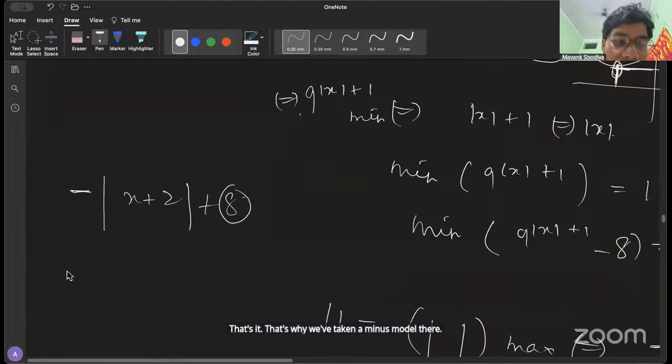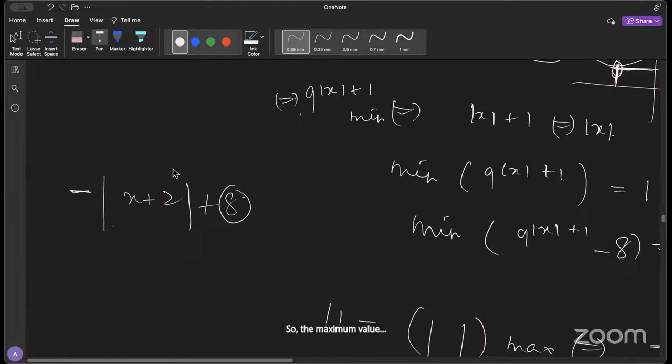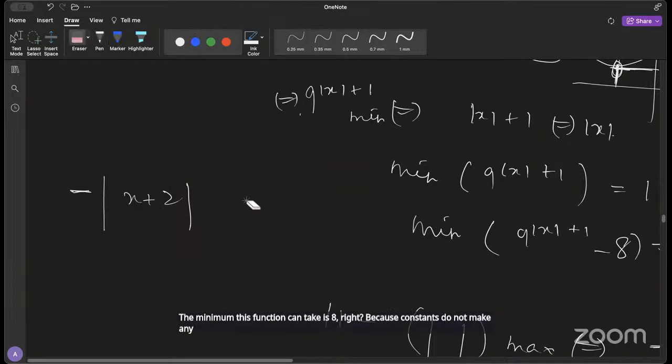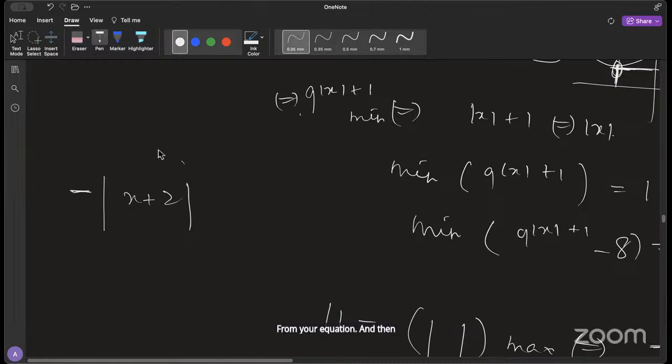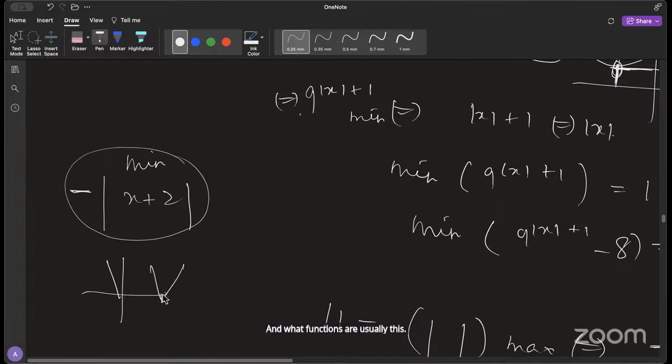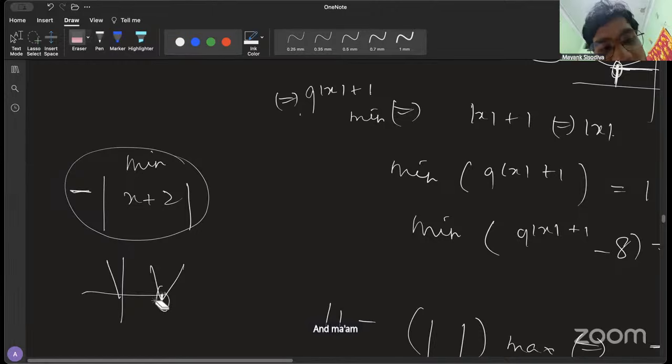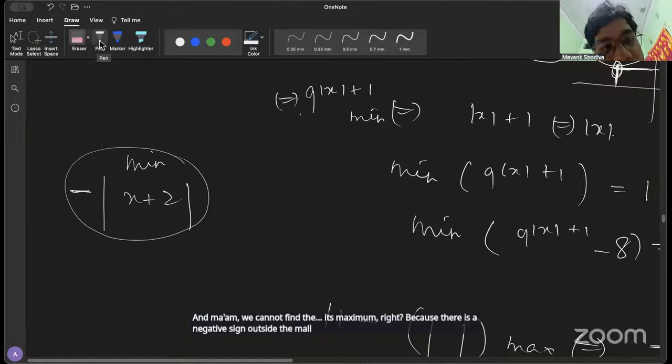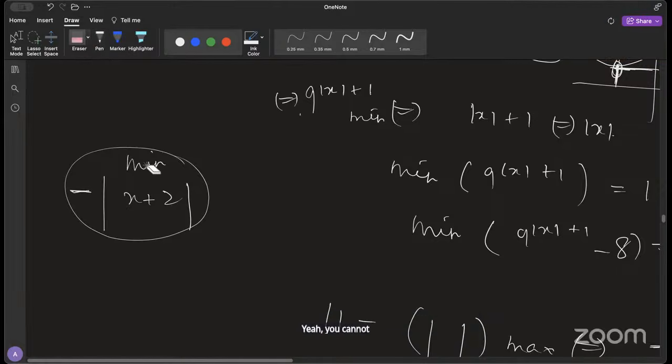So the minimum this function can take is 8, right? Because constants do not make any difference to your maximum or minimum. You can instantly remove them from your equation and just focus on this part. If you have to find the minimum of this, because it's a mod function, usually the minimum is attained at x equal to minus 2, where the mod is 0. And ma'am, we cannot find its maximum, right, because there is a negative sign outside the mod?